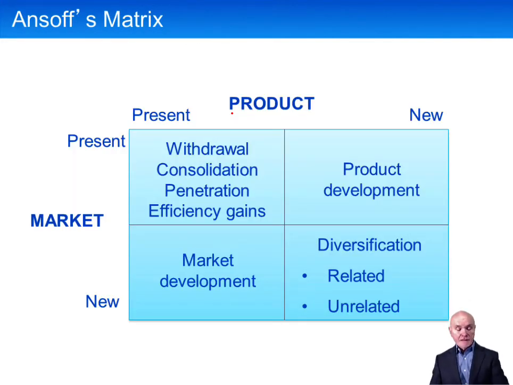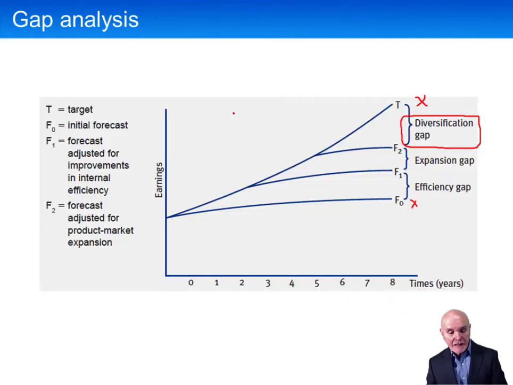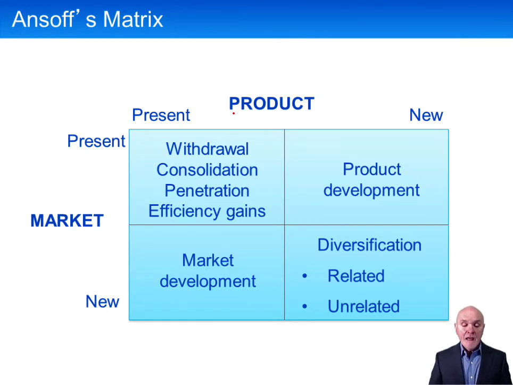Ansoff's matrix is a neat way of explaining gap analysis in another way. It's great because it summarizes just about everything you can do to improve profits. So the top left matrix, where you stay with your present product and your present market, there is efficiency gains, cost cutting. There is penetration, that's going from 19% of the market to 23%.